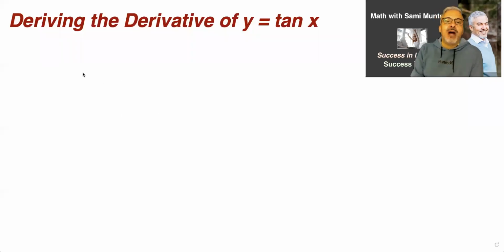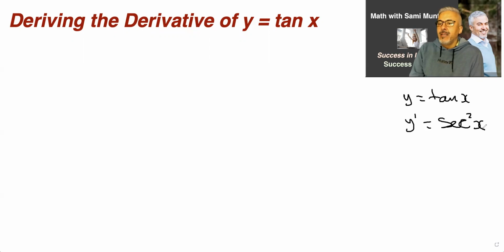I'm gonna derive how to get the derivative of y equals tan x. We all know by rule that the derivative of y equals tan x, y prime or dy dx, equals secant squared x. Now we want to prove or derive how that is.